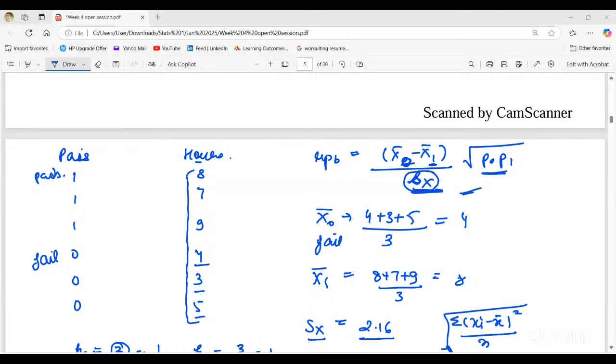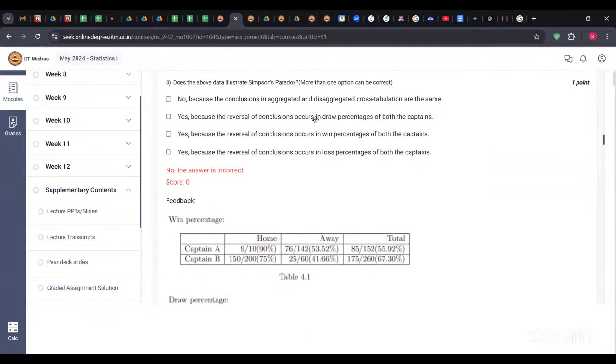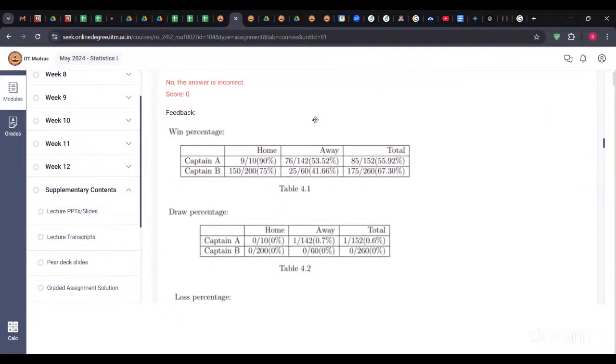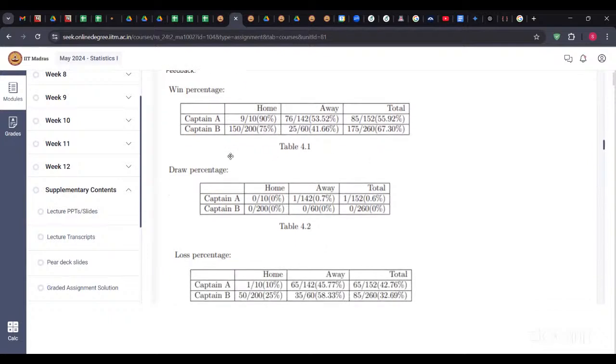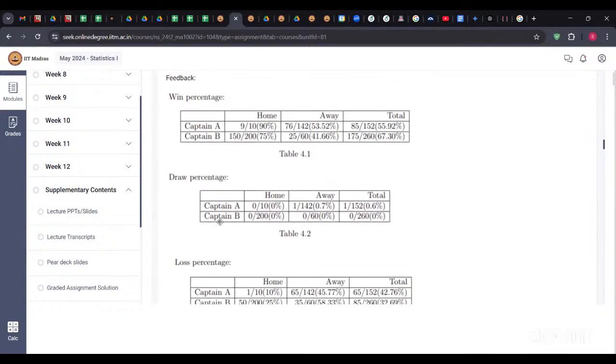Okay, let me share the screen then. Is it visible? Yes, ma'am. This is the question, right? Okay. Now in this table we have calculated the win percentage of captain A and captain B, for whom it is 90%. For away, this table is clear, right? And this is the draw percentage. This is the loss percentage. So these are the three tables that we have drawn.